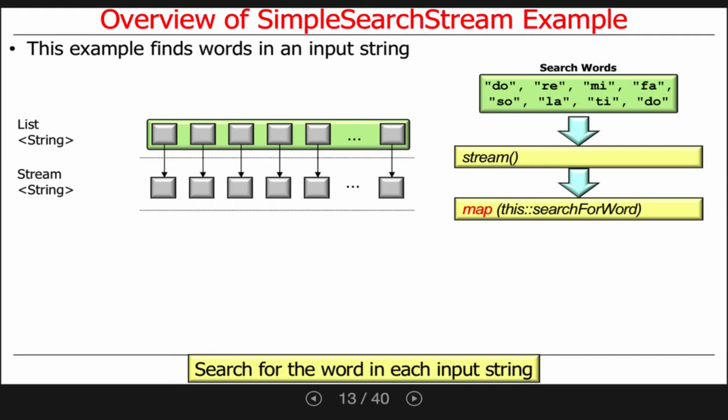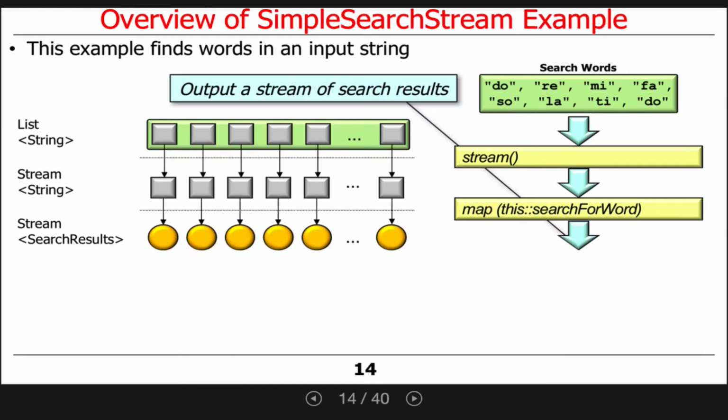So it's saying for each of the elements in the stream, call the search for word method on that particular element. So search for that in the string. And what that yields is an output stream. We take in an input stream of strings, and we return an output stream of so-called search results. You can tell visually that I changed from these gray squares to these orange or gold circles. All that's doing is showing the type changed. So that's one thing that map can do: it can change from one type to another because of the function that's applied.